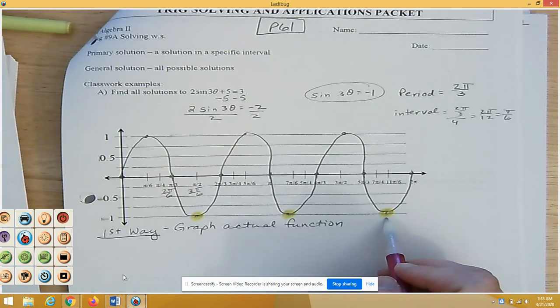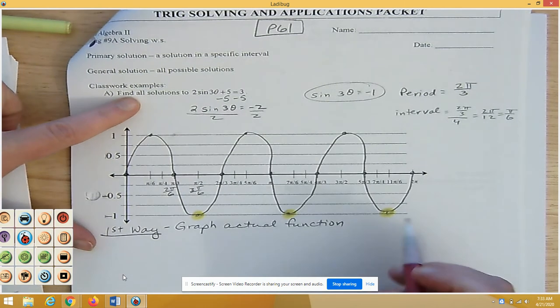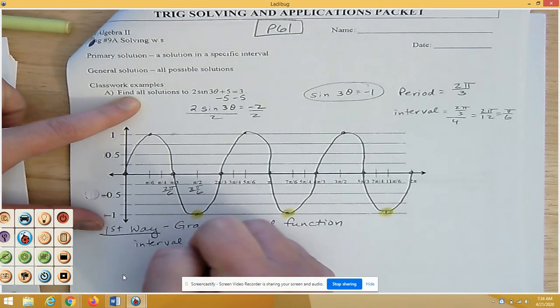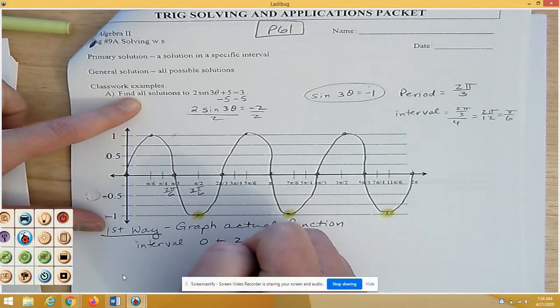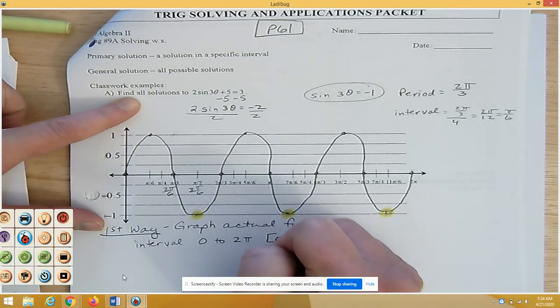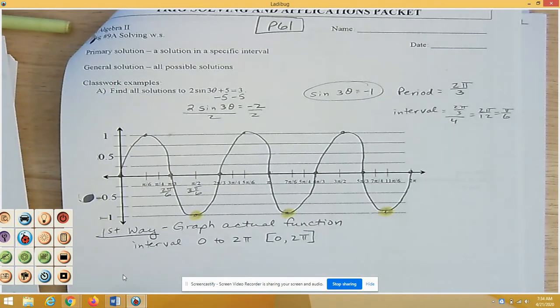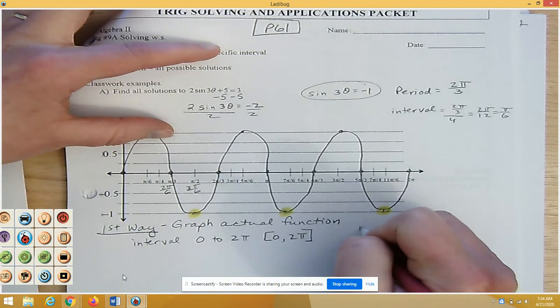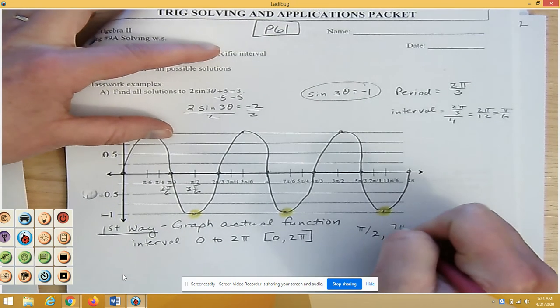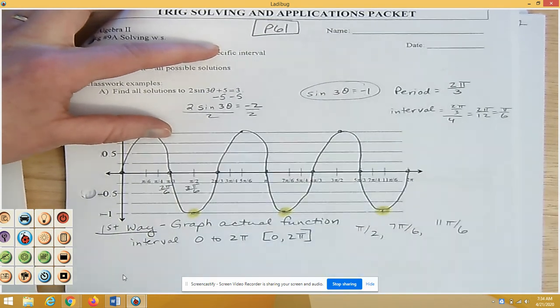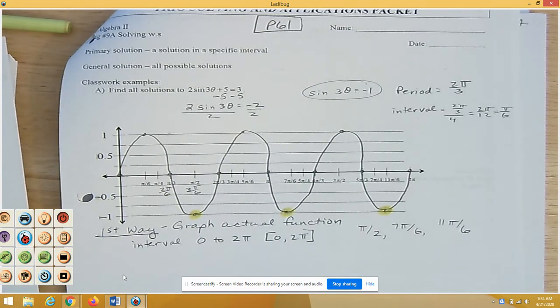So now this is find all solutions, but over a specific interval. So let's say the interval was from 0 to 2 pi, and you might see that written like so. Okay, using our interval notation, then you would say the answers would be pi over 2, 7 pi over 6, 11 pi over 6. That's getting your specific solutions over an interval, so that's getting the primary solutions.